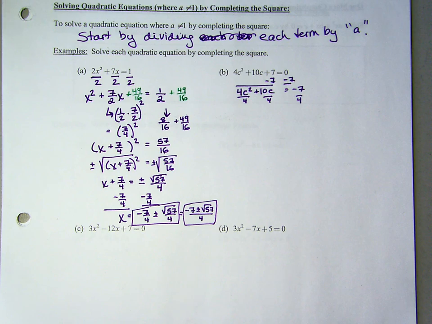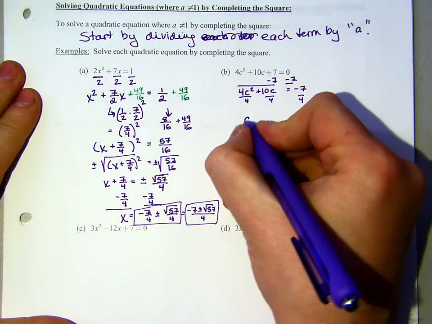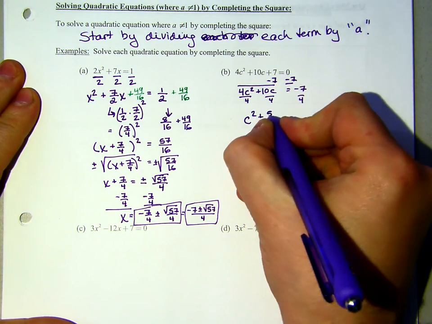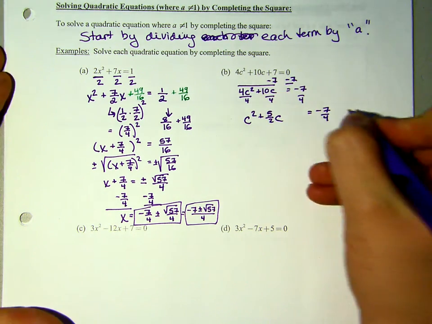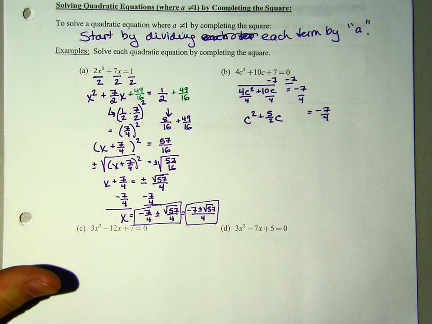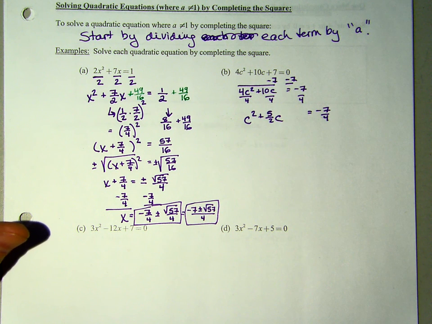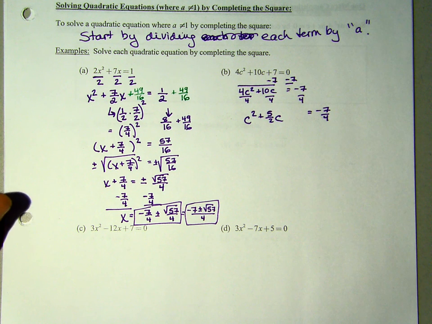Okay, so we need to simplify these. We're going to get c squared plus 5/2 c equals negative 7/4. Can you get that part? Yes. Thank you. I would like you to try to figure out what you're going to add to both sides. Take a moment, see if you can go through the calculations, do half that middle number squared, and see if you can figure out what you're going to add to both sides. Write it down, please.